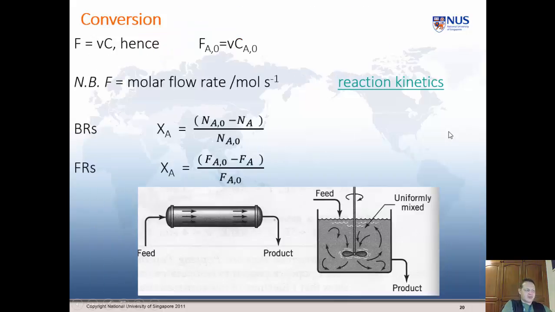Okay. I'll continue through the reactors in terms of the implications. So, hence, in terms of flow reactions, flow is a volume times a concentration, specifically. And again, F is always a molar flow rate in moles per second. So batch reactors, you're dealing with N. Flow reactors, exactly the same format. We're dealing with molar flow rates.